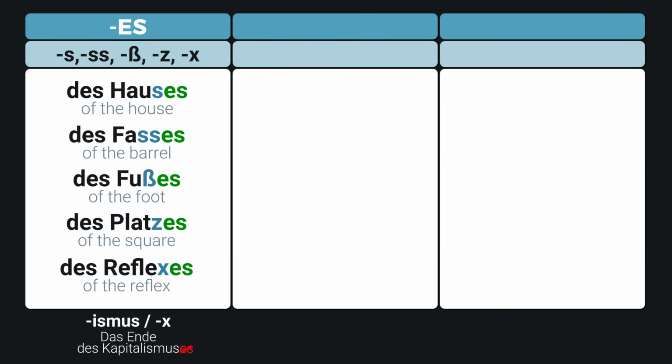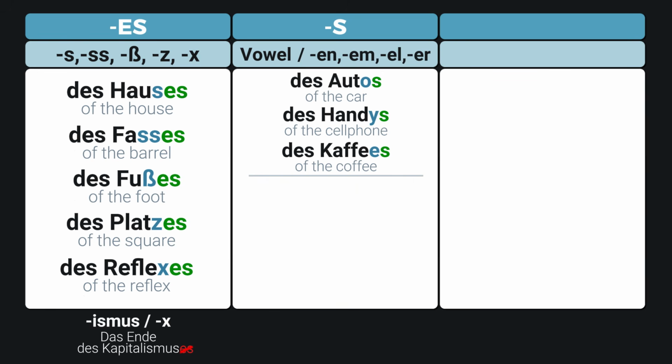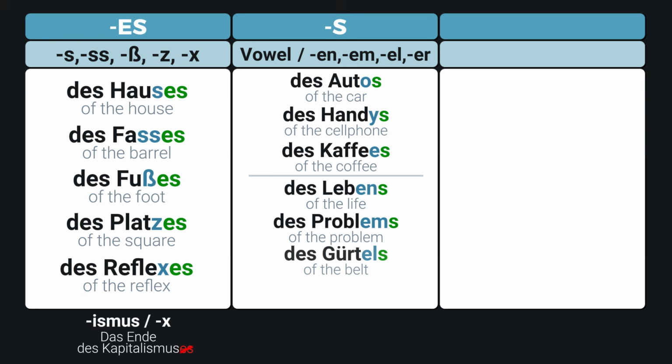Moving on, you always have to add S when the noun ends in a vowel sound. For example, des Autos, des Handys, des Kaffees, etc. Furthermore, if the noun has any of these endings, N, M, L, R, you simply add S, such as des Lebens, des Problems, des Gürtels, or des Wassers.